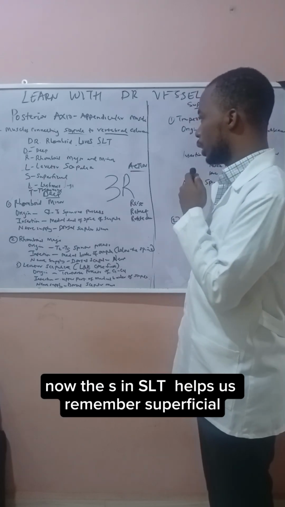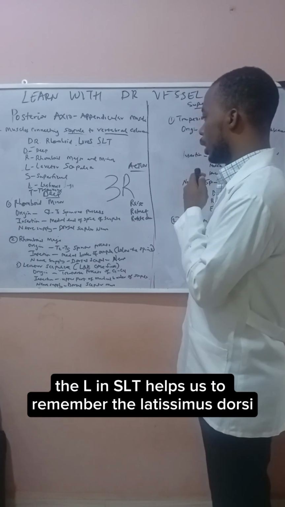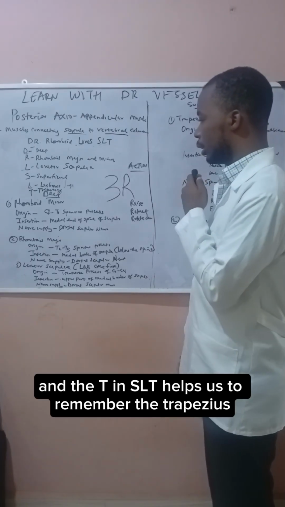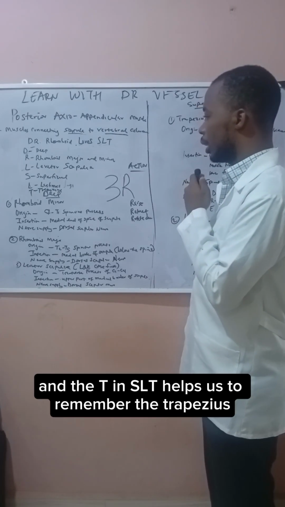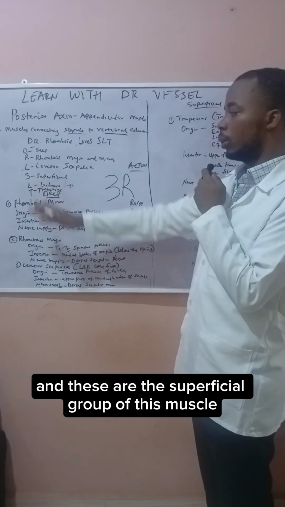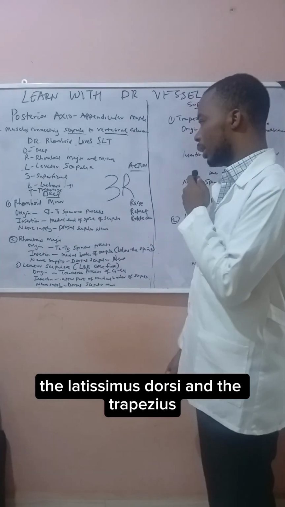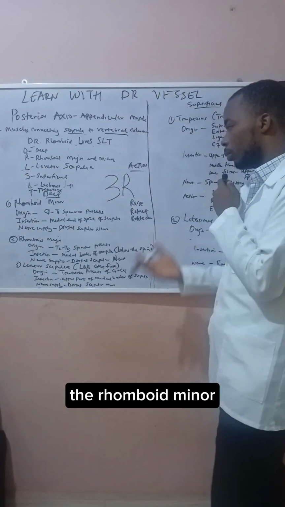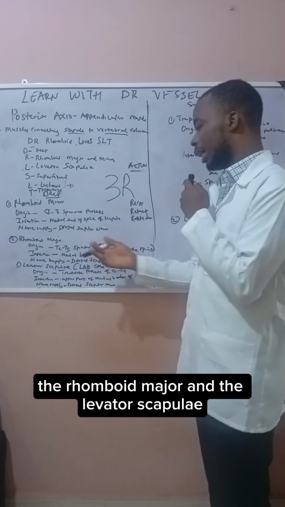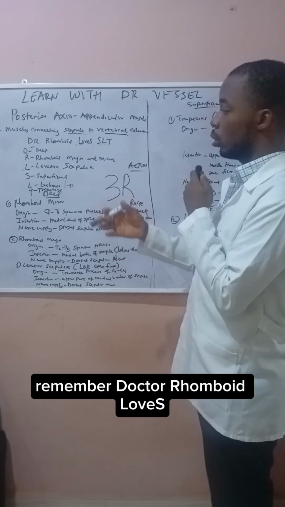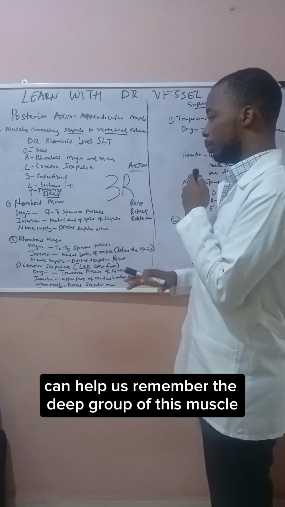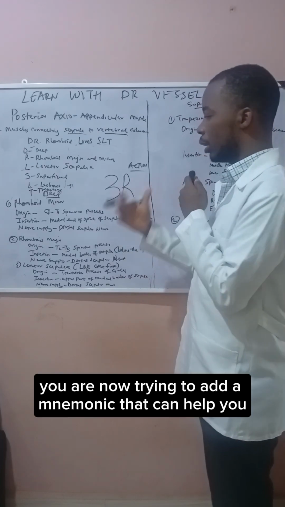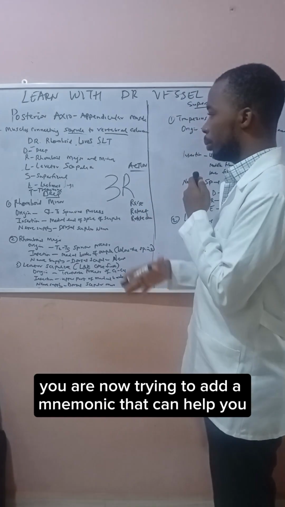Now the S in SLT helps us remember superficial. The L in SLT helps us remember the Latissimus dorsi, and the T in SLT helps us remember the Trapezius. These are the superficial group: the Latissimus dorsi and the Trapezius. For the deep group, we have three muscles: the rhomboid minor, the rhomboid major, and the Levator scapulae. Remember, Dr. Rhomboid loves helps us remember the deep group. When you add SLT, you add a mnemonic that helps you remember the superficial group.